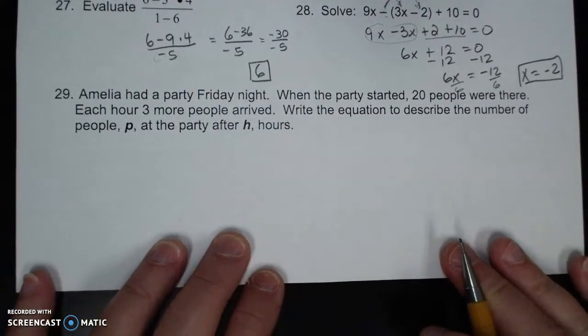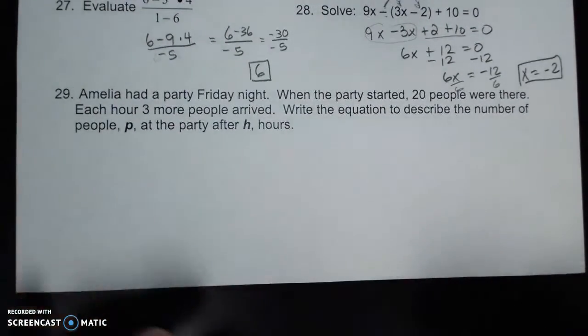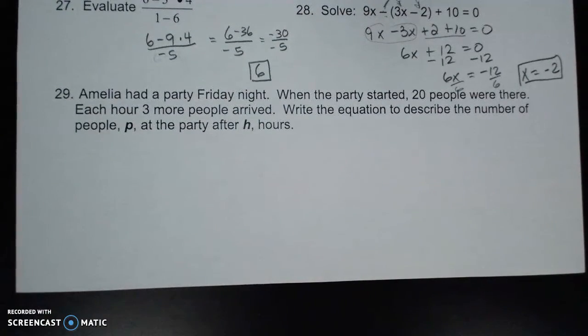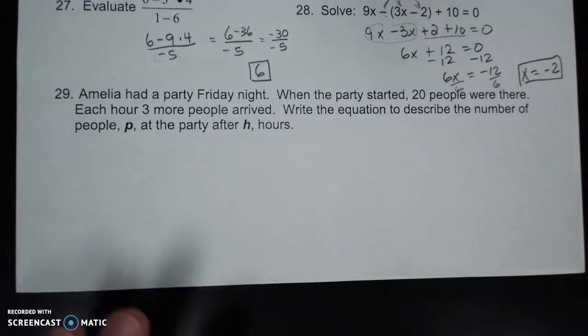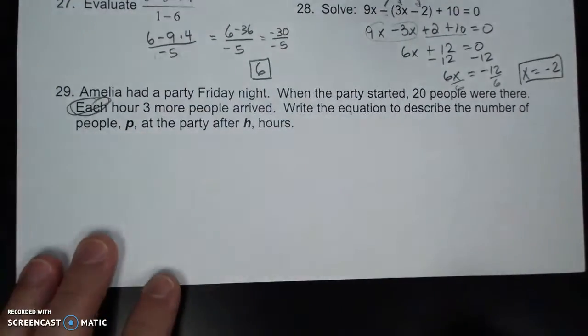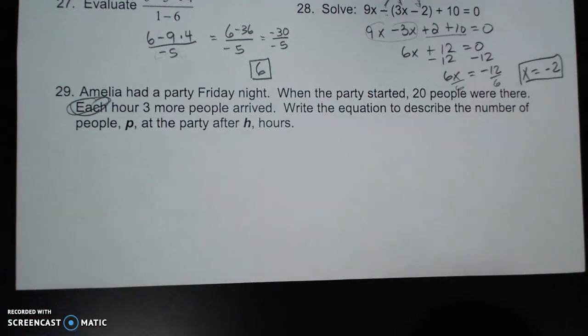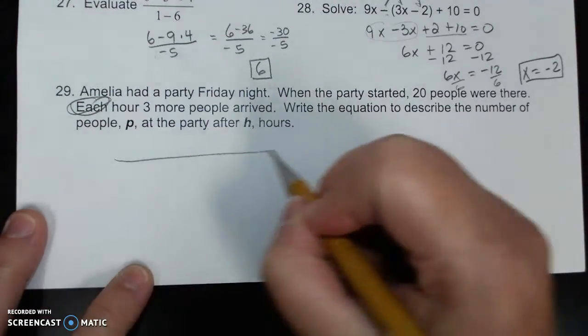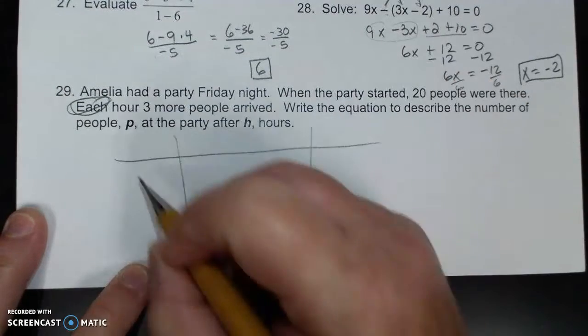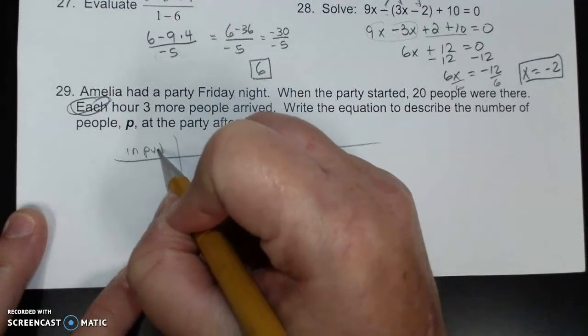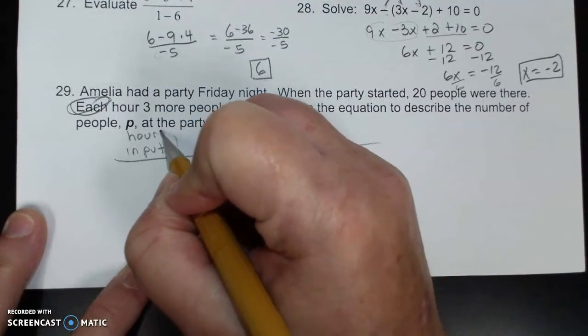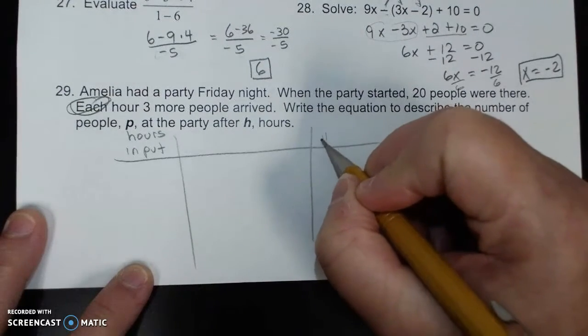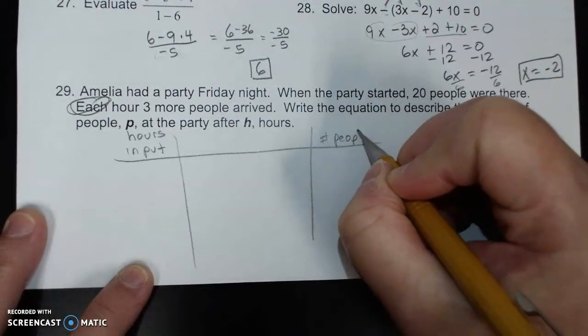Back to a process. Amelia had a party Friday night. When the party started, 20 people were there. Each hour, 3 more people arrived. Write the equation described. P for people and H for hours. So I have input, process, output. Input, talking about hours. Output is number of people.